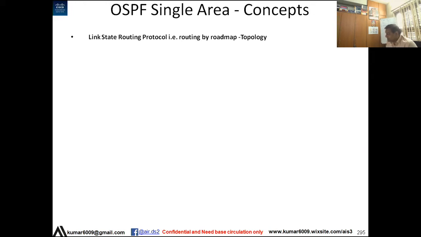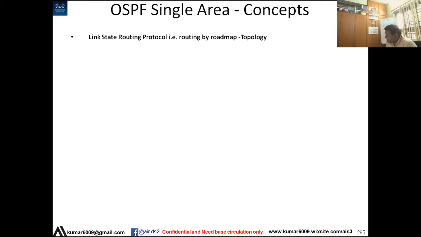The three types of routing protocols are there, right? Distance vector, link state, hybrid. What is link state routing protocol? So, routing by road map. What do you mean by that? If you see the road map for the routing, what is a road map? Topology, complete topology.